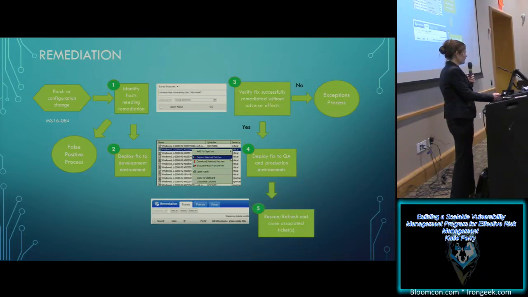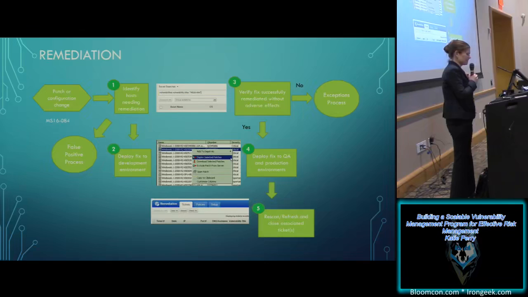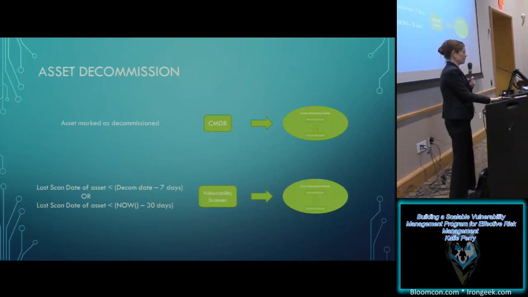If there's any problem with that testing, say the update broke some application that was running on the host, then you would want to go to the exceptions process and file for an exception for that vulnerability. Okay, so after that, if everything was good, then you want to deploy it to QA and production environments. And then after that, you want to rescan again or refresh if you're using agents, and close all the tickets associated with the finding.